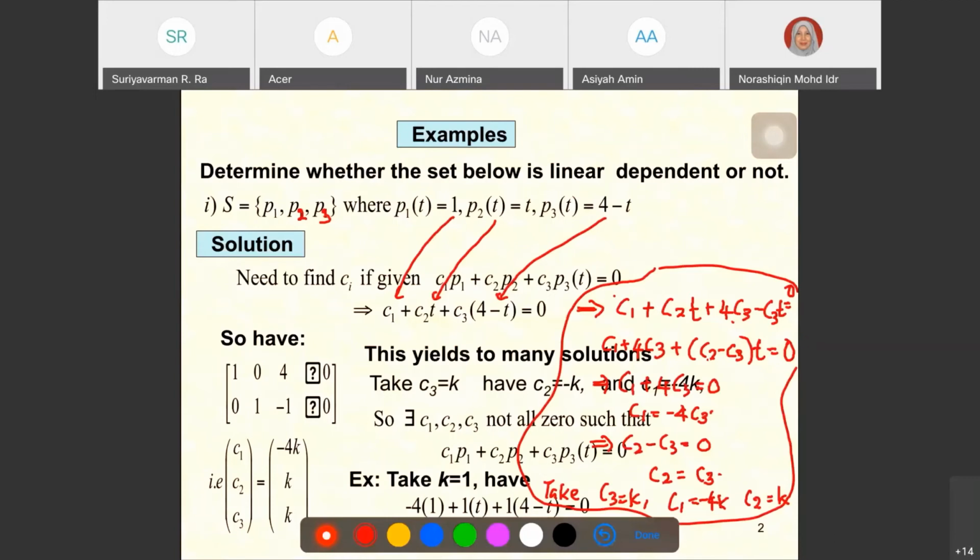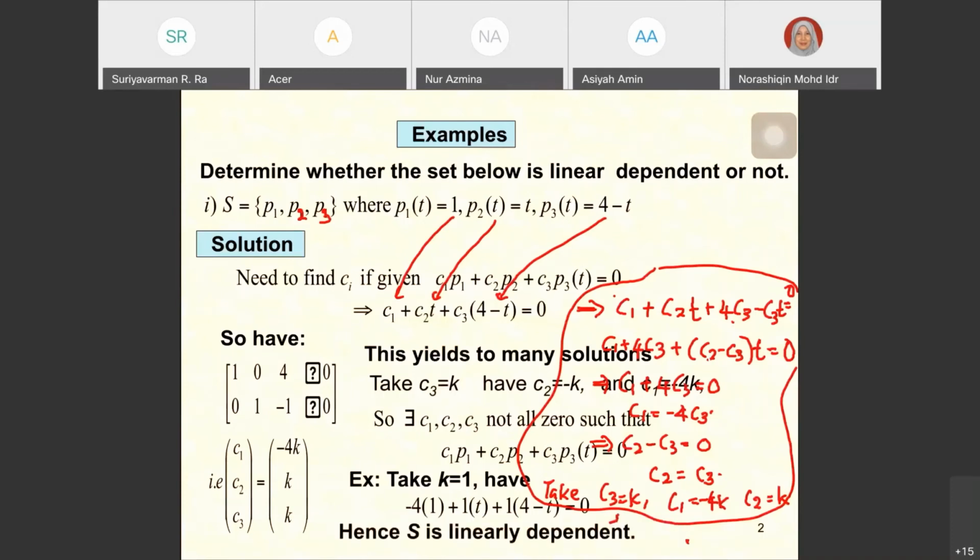So we say that what? S is linearly dependent. Okay, S is linearly dependent, because the C's are not all equal to 0, right? We can find C's not all equal to 0. Yes. Okay.